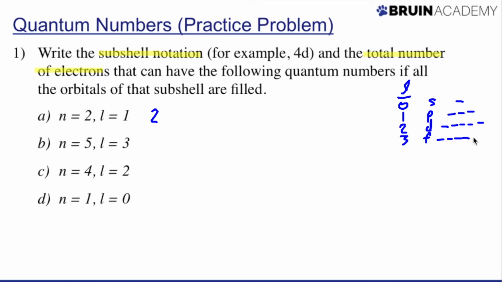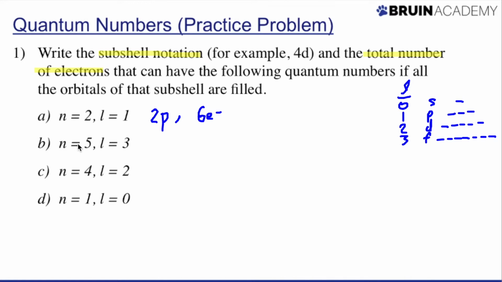So that way I really know my total number of electrons, as well as which L value corresponds to what subshell. So I would write here L equals 1, this is going to be 2p. Because it's in a p subshell, the maximum number of electrons I can have is 3 times 2, which is 6 electrons.